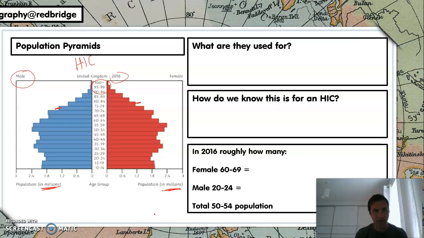So that is effectively what it is for. It's to allow us to structure the population. It's allowing us to work out where support may be needed in the future, and it tells us the story about the country. I know that this is an HIC because of this life expectancy in here. I know that healthcare must be good in this country and food must be accessible because the people are living longer. The last thing to point out is this bracket here.